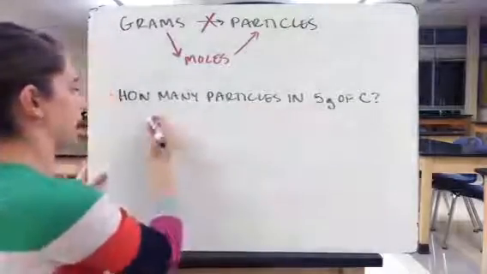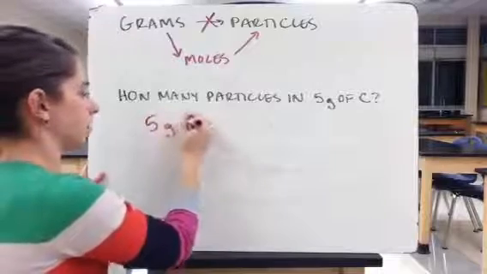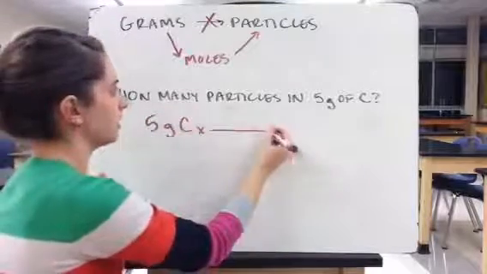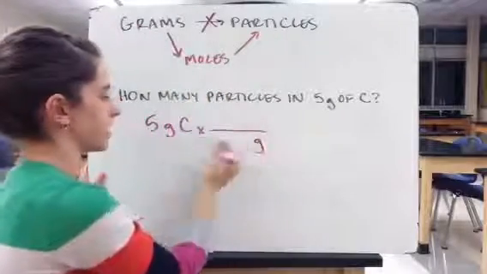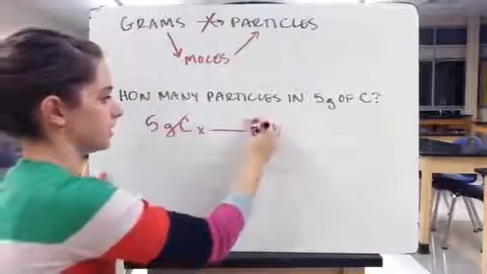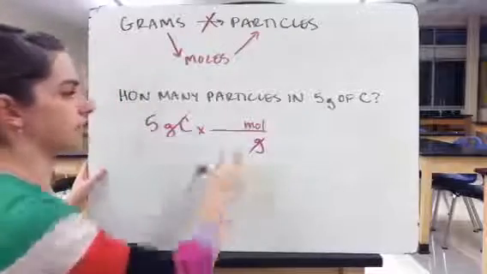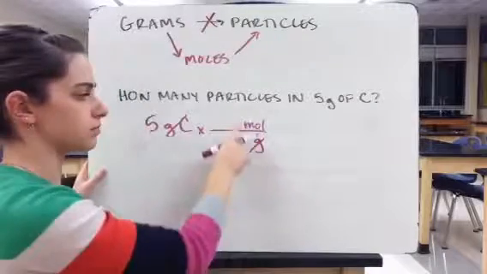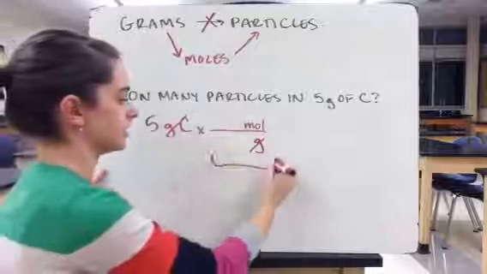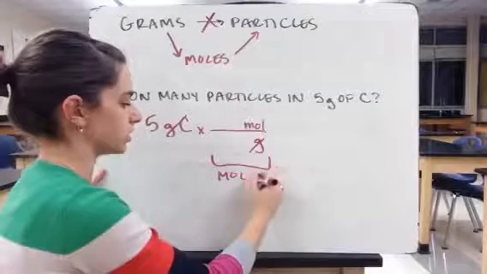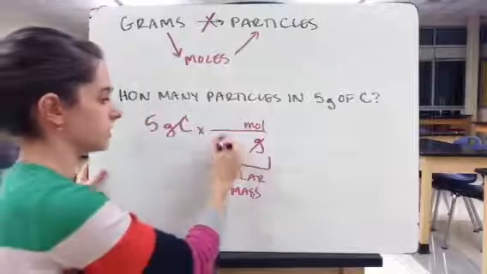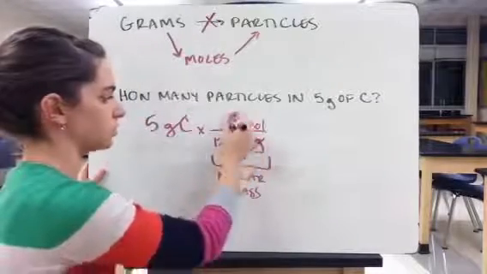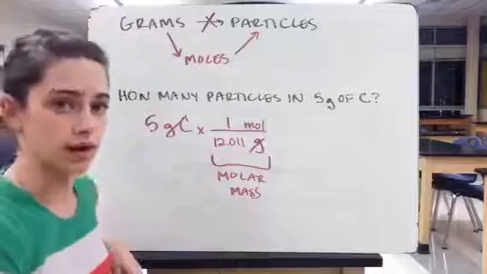So we're going to start with what we have. We have 5 grams of carbon. Now, to go from grams to moles, I'm going to put my grams on the bottom so they'll cancel. That leaves me with moles on the top. Now, if I see these units, grams and moles, I know I should be thinking molar mass. And the molar mass of carbon is 12.011 grams in 1 mole. That comes right off the periodic table.